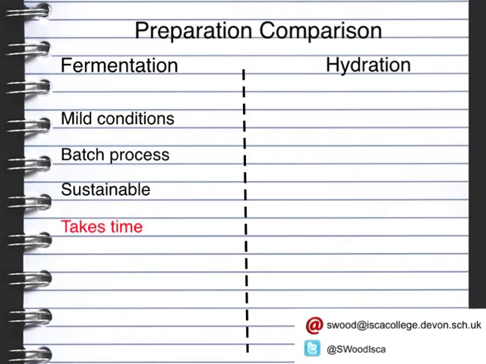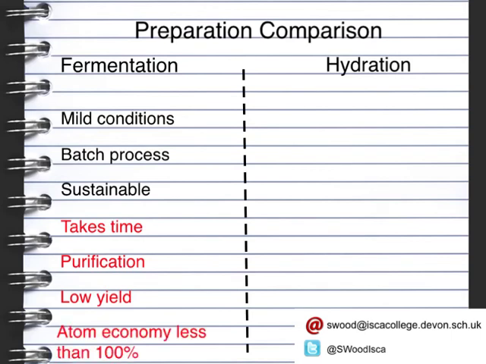However, it can take several days to actually produce ethanol. It requires purification via distillation, which requires more energy, which therefore means you have a low yield if the yeast stops working. The yeast will stop working when the alcohol levels get too high. Finally, because you produce carbon dioxide, the atom economy is going to be less than 100%.